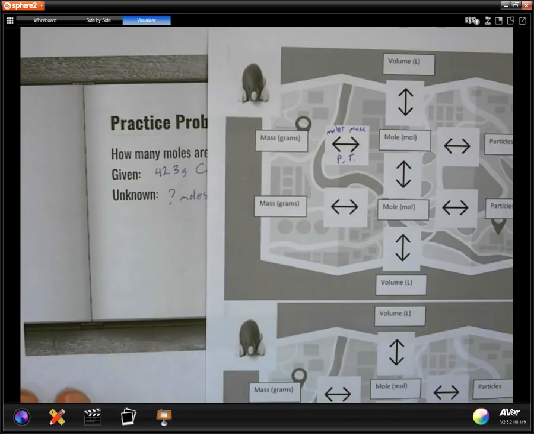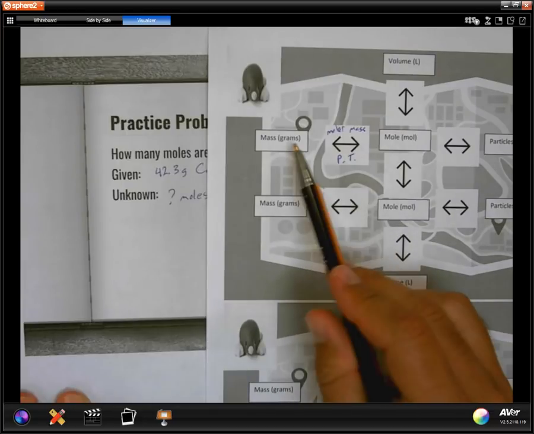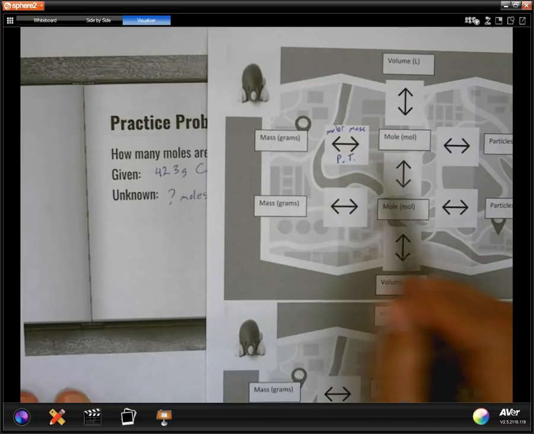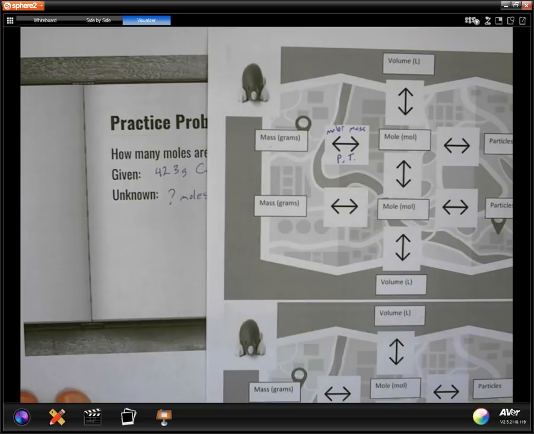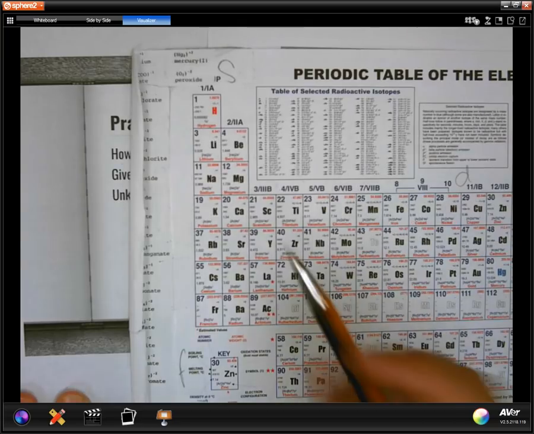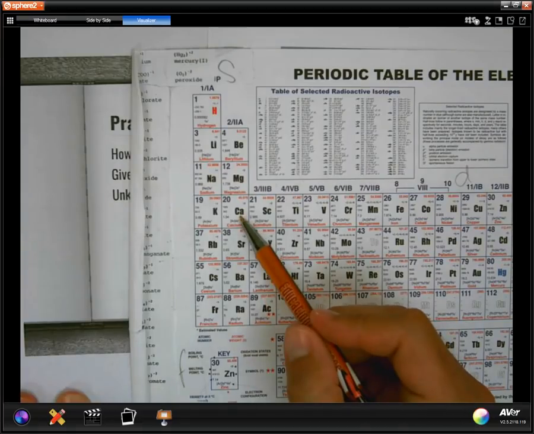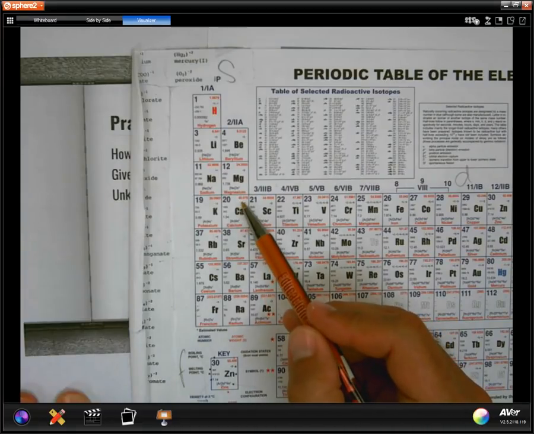If you want to write this on your mole map, you can. That will help you out, because eventually you're going to be doing all kinds of conversion problems using this mole map. But this is a good place to start. So if I'm in mass and I'm going to go to moles, I'm going to use what's called the molar mass. That's from my periodic table. So where do I find that number? Well, if I look on my periodic table, I find calcium, and I see this number here is 40.078.